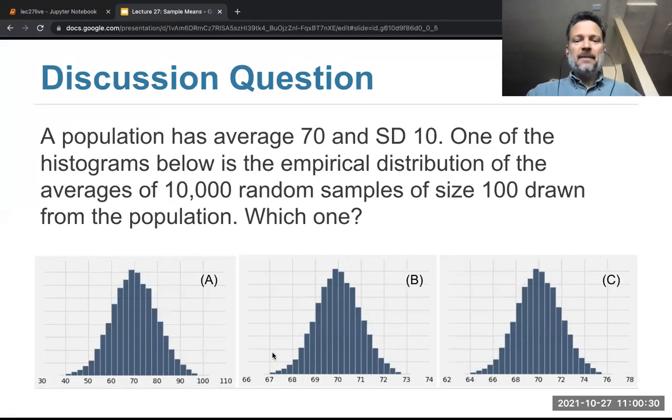All right, I am going to leave you a discussion question that you could think about as you walk off to your next class. Suppose you had a population with an average of 70 and SD of 10. Which one of these histograms below could be the empirical distribution of 10,000 simulations of sample means if the sample size is 100? I'll let you think about that one.